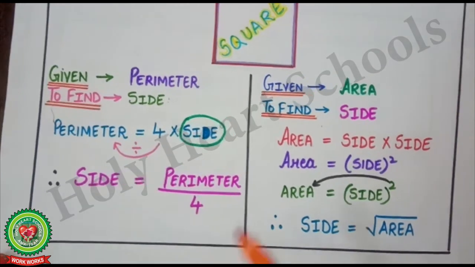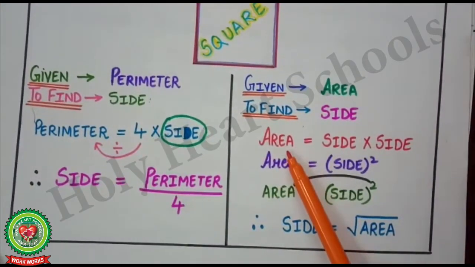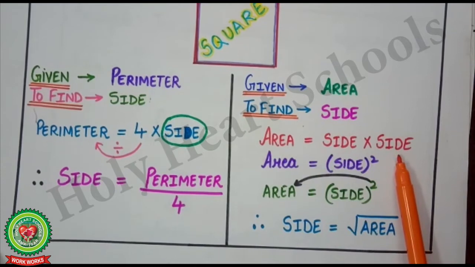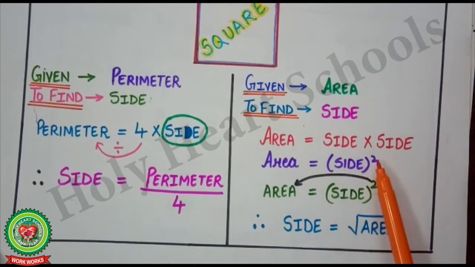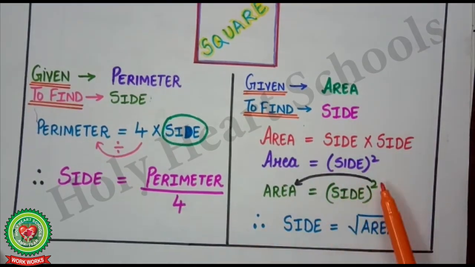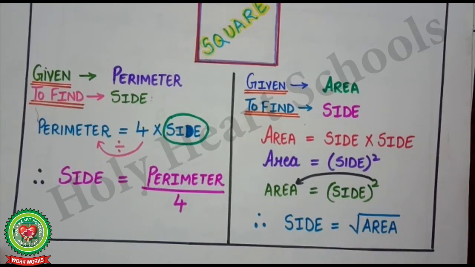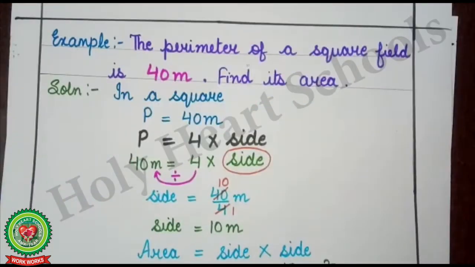On the other hand, we know the area of a square equals side multiplied by side. We can write it as side square. Now the square will change into a square root. Therefore, side equals the square root of area. So let's understand with examples.